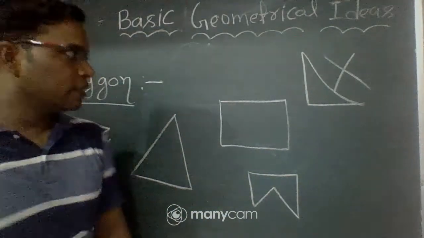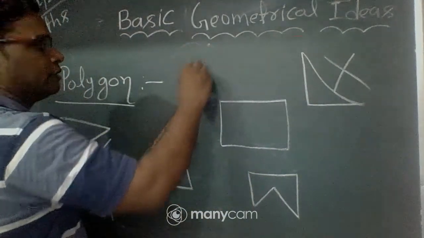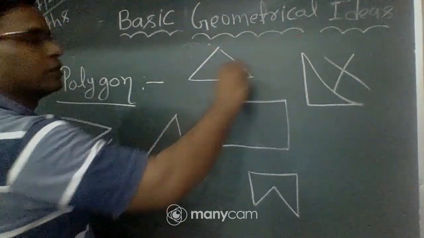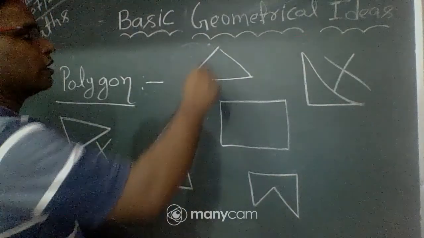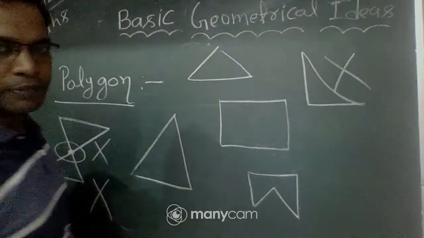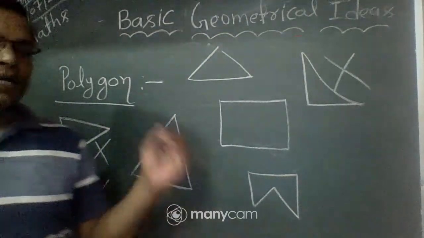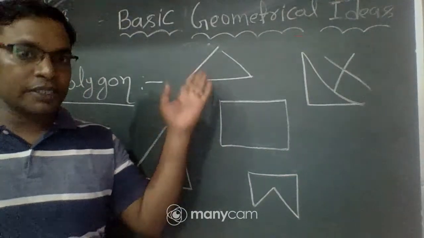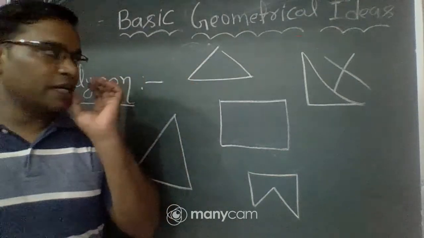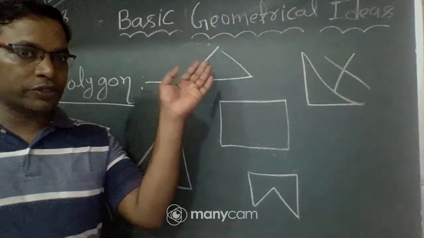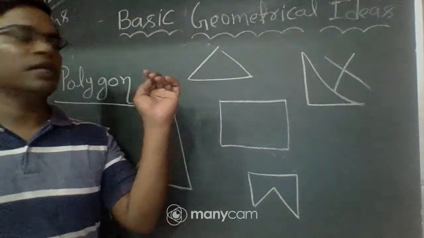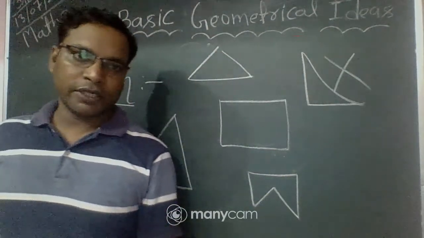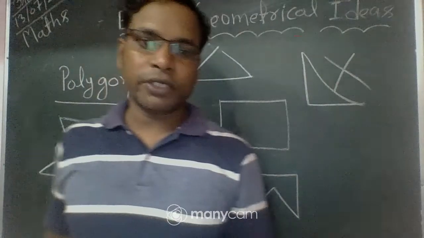And you can tell me, is this a polygon? Like this? No. Why? This is made by line segments, but why is it not a polygon? Because it is not closed. This is not a closed curve, not a simple closed curve. This is a simple open curve. So this is not a polygon. Student, I hope all of you understood what polygons are.